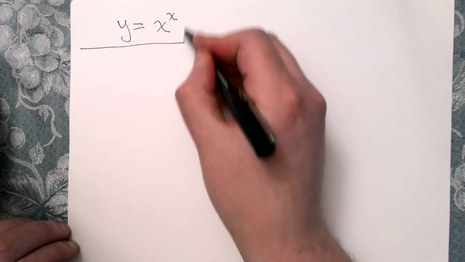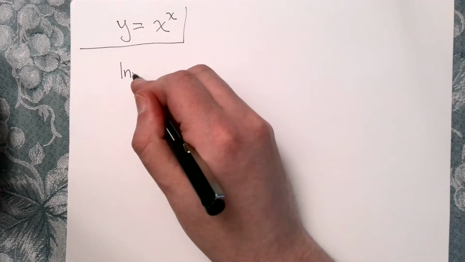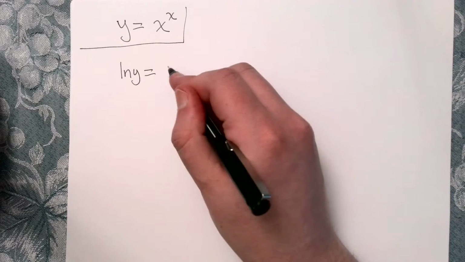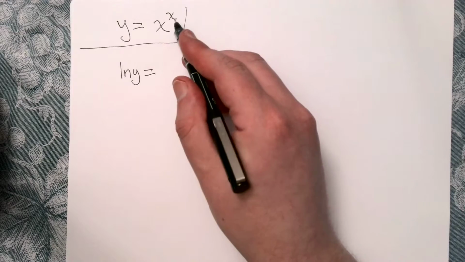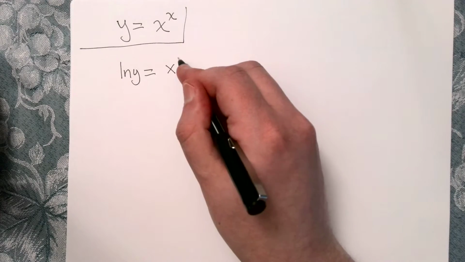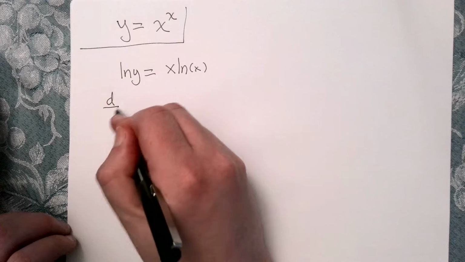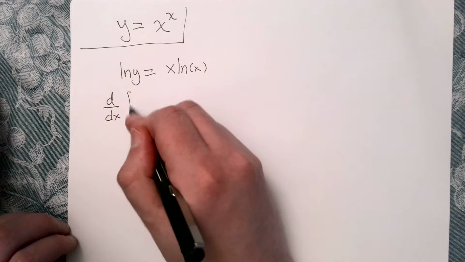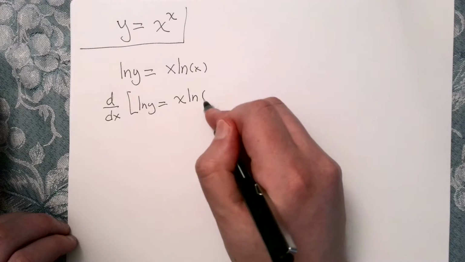Okay, so the first thing we want to do is take the natural log of both sides. We're going to use logarithmic differentiation, which is quite nice. So if I take the natural log of both sides, this x will come down, so that'll be x times the natural log of x. And then we want to take the derivative with respect to x of both sides. And so that's going to give us the following.